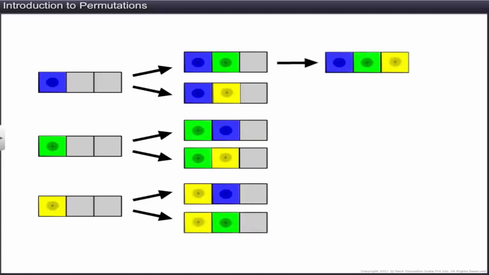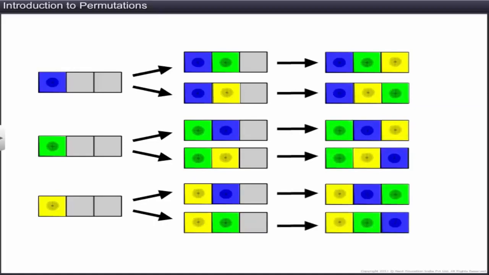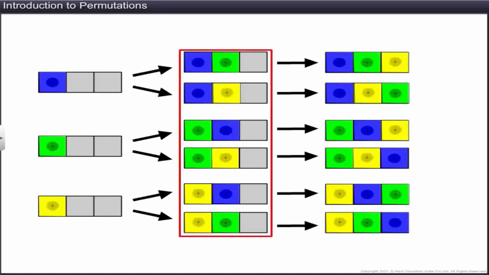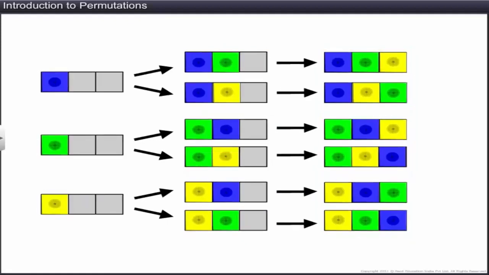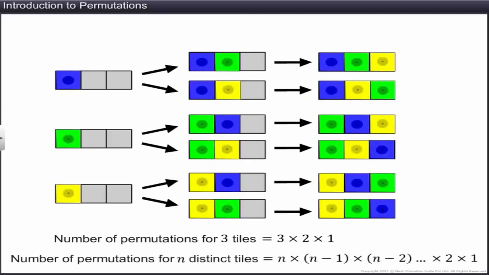Likewise, for the last tile, we had only 1 tile. On generalizing, we have 3 tiles for the first position, 2 for the second, and only 1 tile for the last position. Thus, we have the total number of permutations as 3 into 2 into 1. This can be generalized for any number of tiles. For n number of distinct tiles, the number of permutations is as shown. Now, we will see a theorem on permutations.